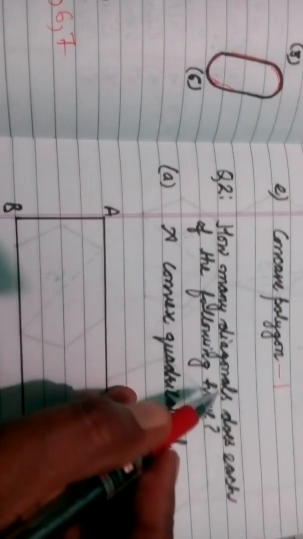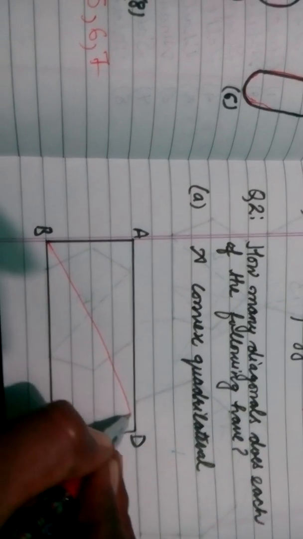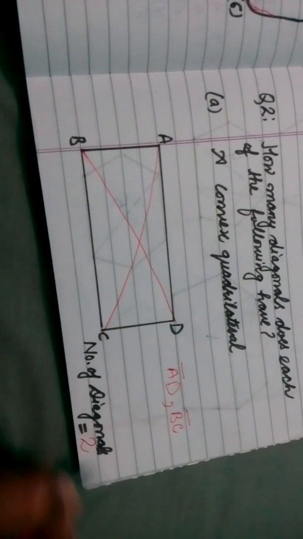Now let us move towards the second question. The second question is, how many diagonals does each of the following have? It's very simple. Convex quadrilateral means you can take any quadrilateral where the diagonals exist inside the figure. I have taken the rectangle, and how many diagonals can it have? Opposite vertices. I can see that only two diagonals can be drawn here, which are AD and BC. So the number of diagonals will be 2. These are very simple questions.